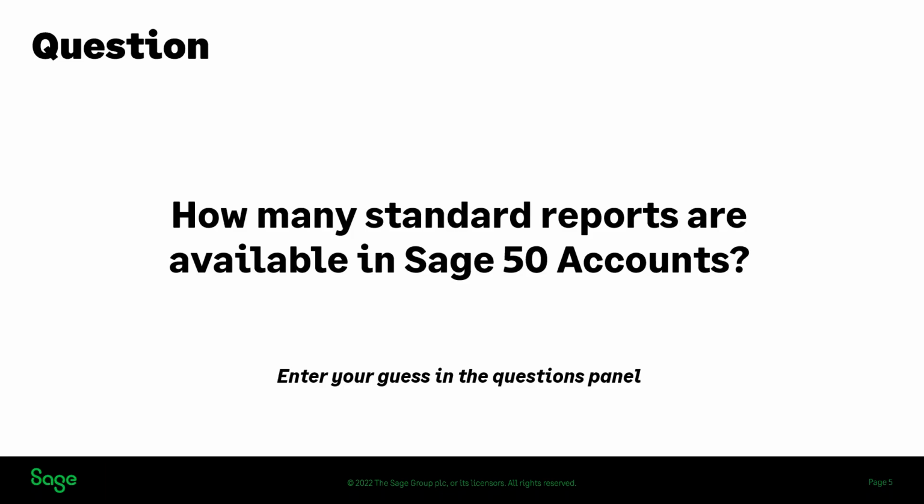Quick question now. If you don't already use CH50 accounts, or if you're payroll based only, then have a guess. The question today is, assuming you're on the highest level of CH50 accounts, the professional level, how many standard reports do you think are available in that level of the software? Just use the questions panel and pop a decent guess in there.